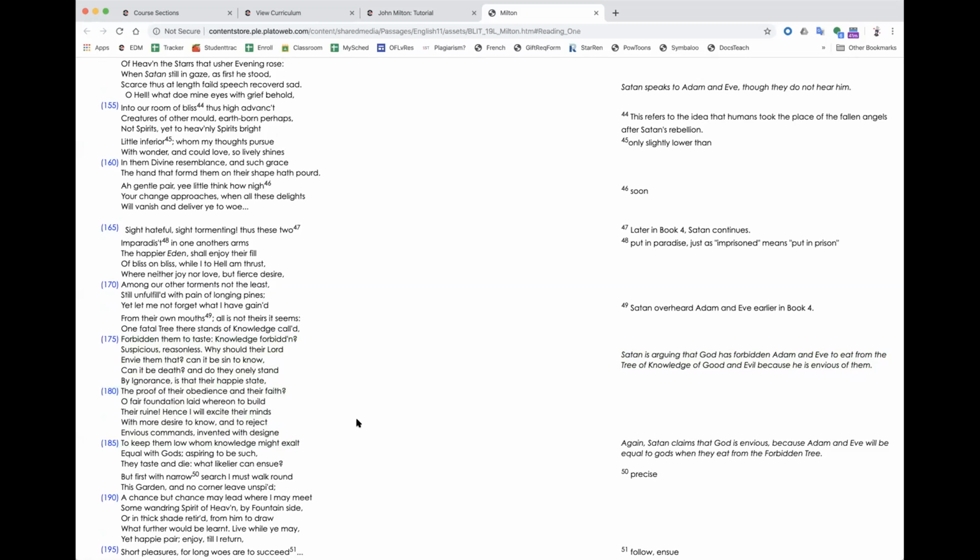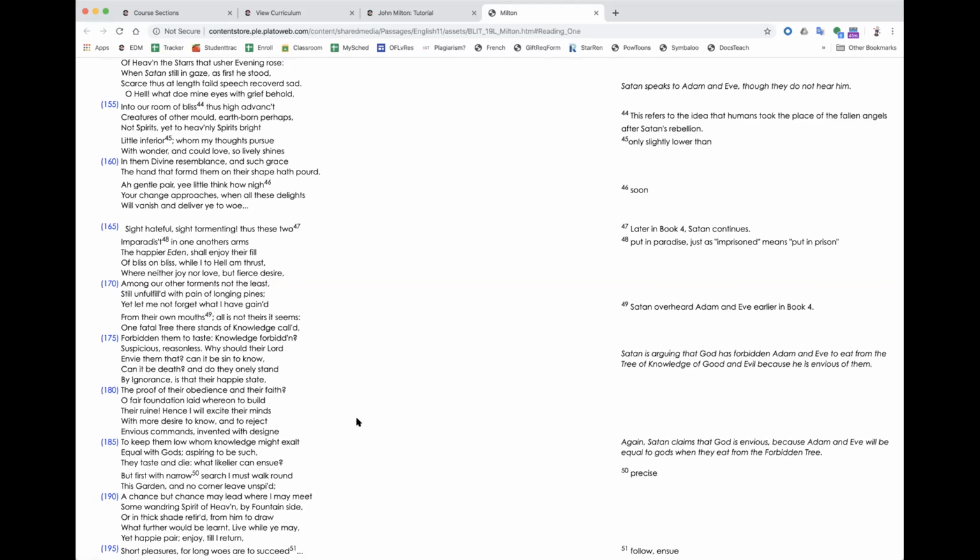So, one fatal tree there stands of knowledge called, forbidden them to taste. Knowledge forbidden, suspicious, reasonless. Why should their Lord envy them that? Can it be sin to know? Can it be death? And do they only stand by ignorance? Is that their happy state, the proof of their obedience and their faith? O fair foundation laid whereon to build their ruin. Hence I will excite their minds with more desire to know, and to reject envious commands, invented with design to keep them low, whom knowledge might exalt, equal with gods, aspiring to be such, they taste and die.